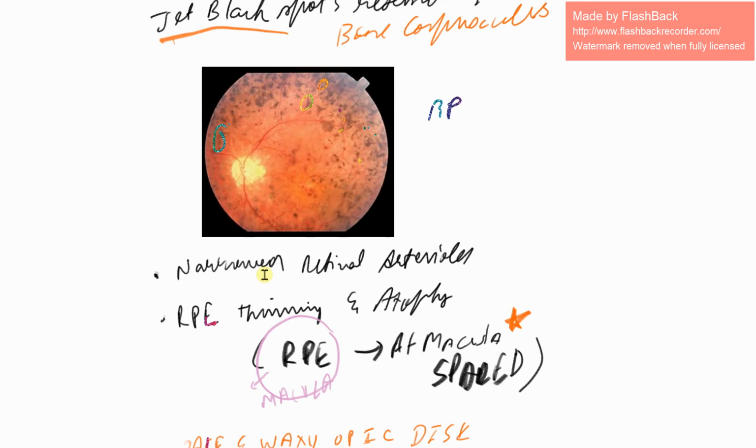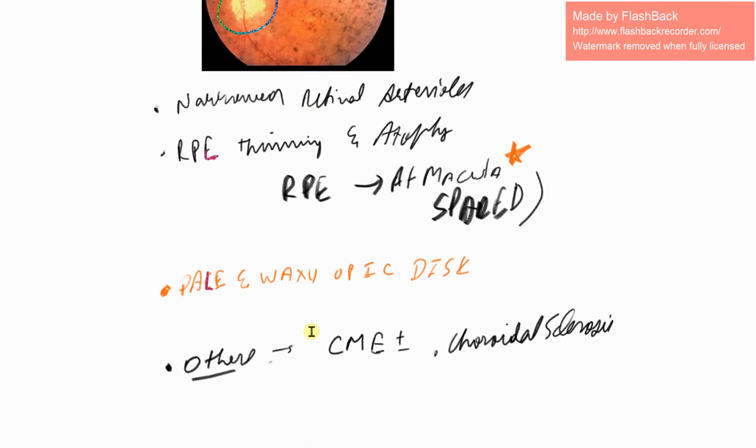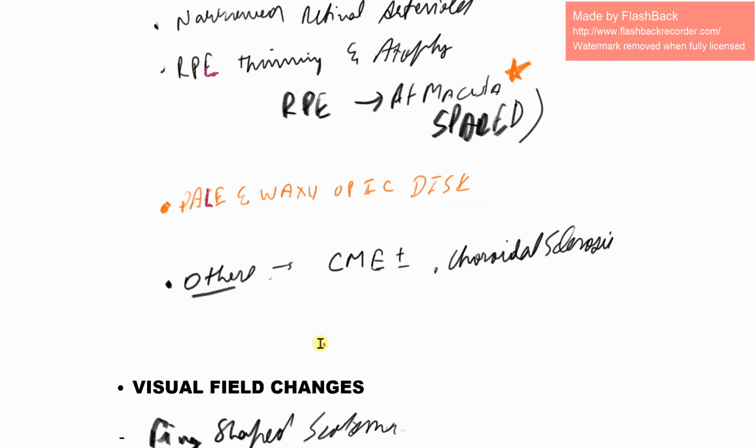Also, there is the narrowing of the retinal arterioles. Retinal pigmented epithelium becomes atrophied and becomes thin. However, the retinal pigment epithelium on the macula is spared. The optic disc becomes pale and it becomes waxy in texture. What others can be seen? Cystoid macular edema may or may not be present. Choroidal sclerosis may or may not be present.